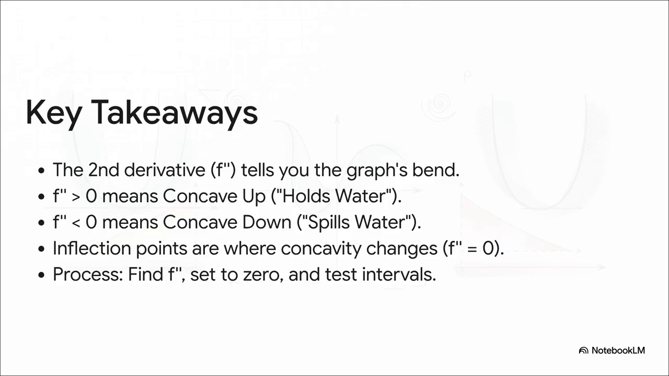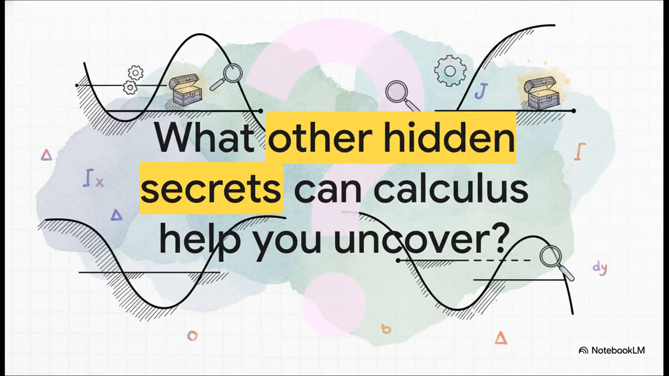And the best part? The process is always the same. Find f double prime, set it to 0, and test your intervals. That's it. So there you have it.